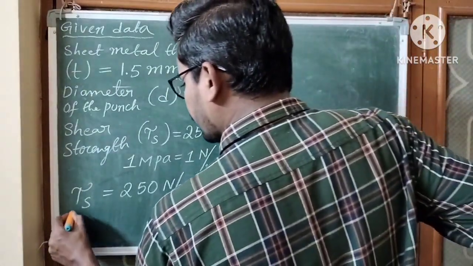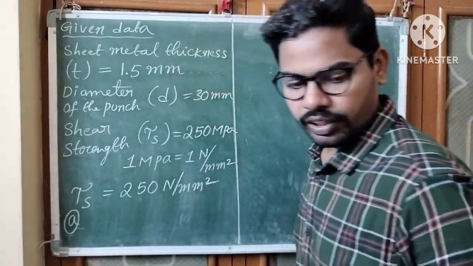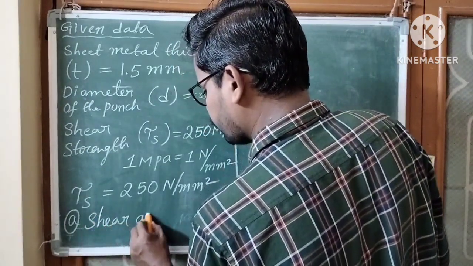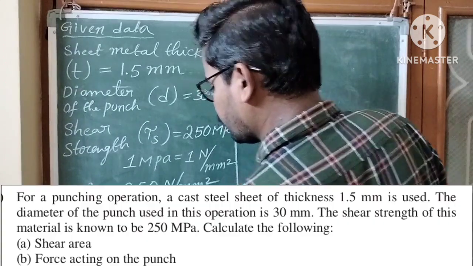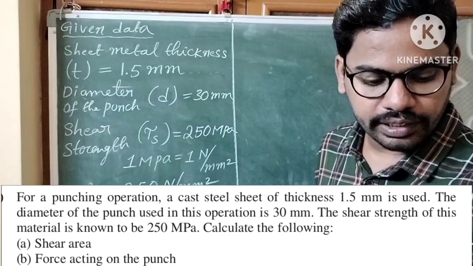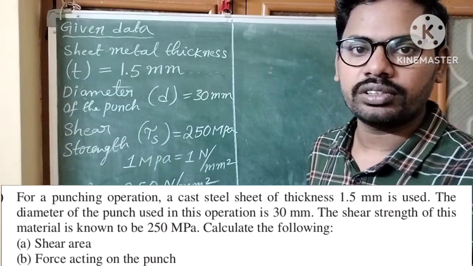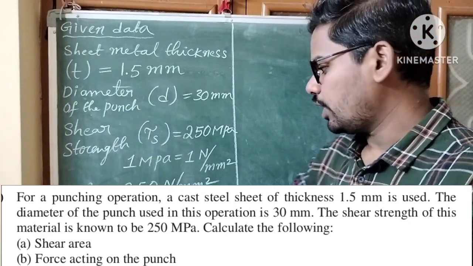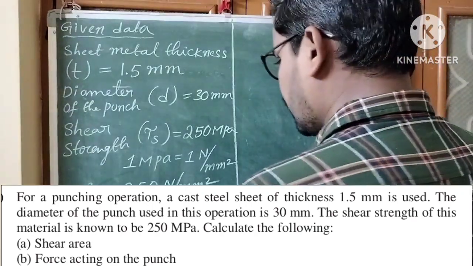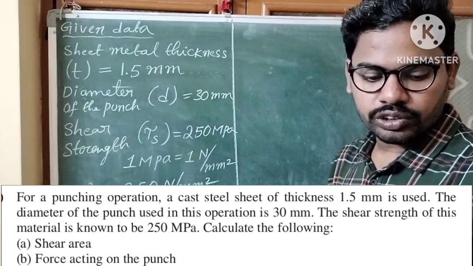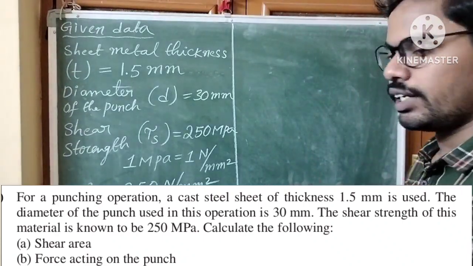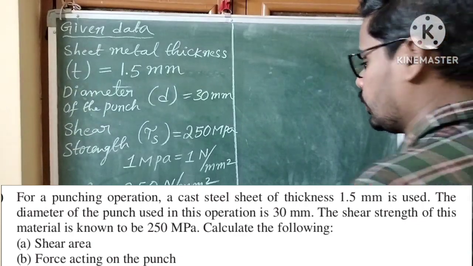So we need to find two parameters. One is shear area, denoted by As. And one more quantity is the force acting on the punch. Force acting on the punch is known as shear force. So first find the shear area, next find the shear force.